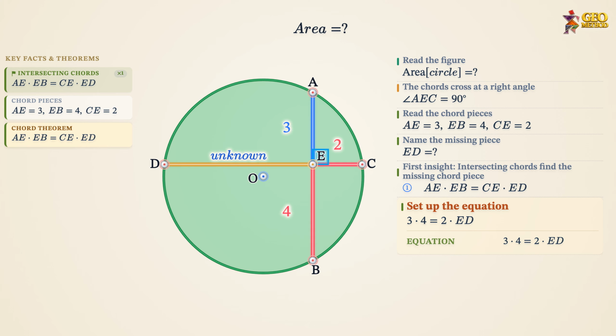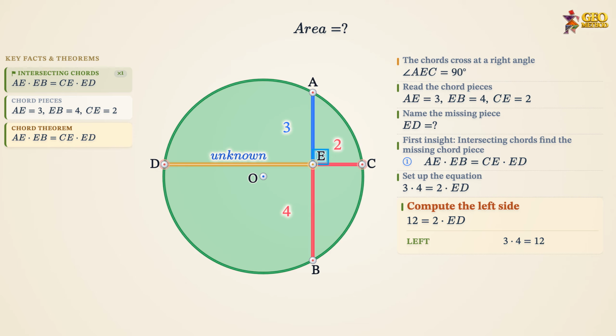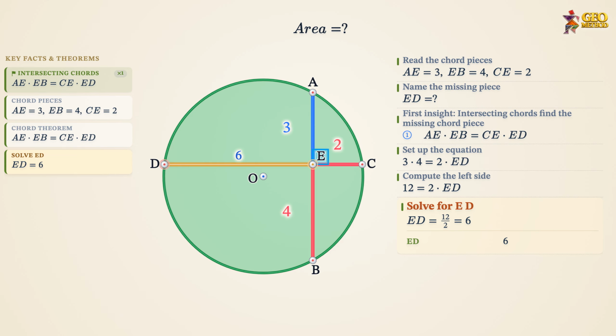Now it is just algebra. 3 times 4 is 12, so the equation becomes 12 equals 2 times segment ED. We are one division away from the answer. Divide both sides by 2. Segment ED equals 12 over 2, which is 6. The missing horizontal piece is now known.